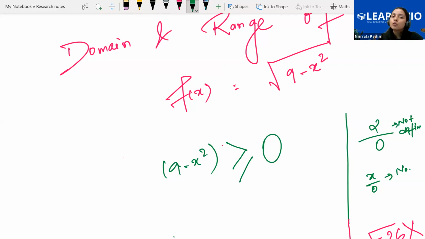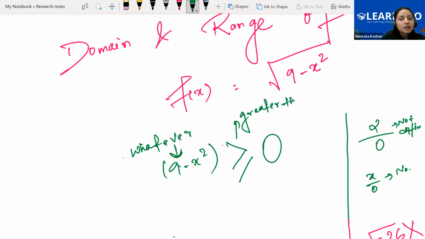If inside the square root equals 0, fine. If inside the square root is a number bigger than 0, fine. But a negative number we are not going to take. That's why we have written that whatever is inside the square root has to be greater than or equal to 0.